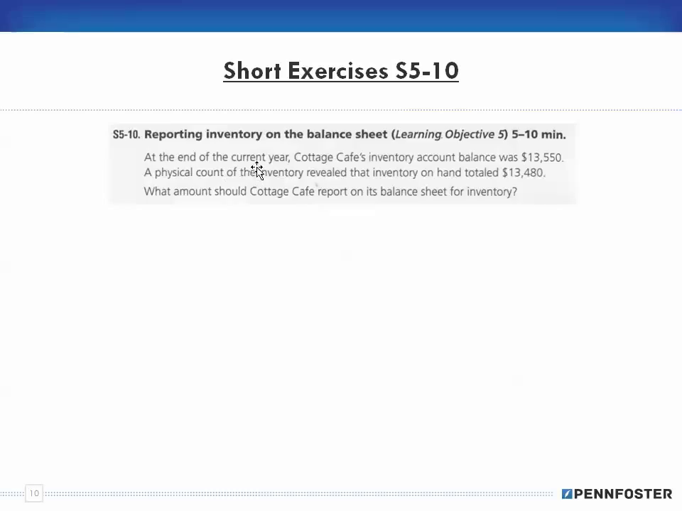Reporting. At the end of the current year, Cottage Cafe's inventory account balance was $13,550. A physical count of the inventory revealed that the inventory on hand was $13,480. So our books are showing $13,550, and the physical inventory says we should have $13,480. What amount should Cottage Cafe report on its balance sheet for inventory? Okay, you always adjust to your physical.